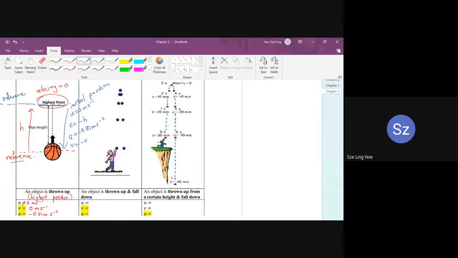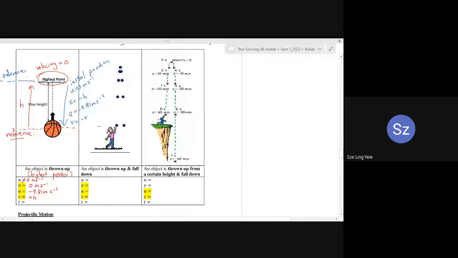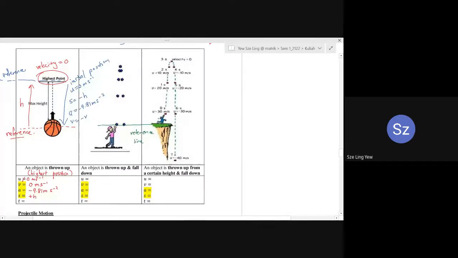Okay, so next one, we look at the middle one. You throw it up and it falls down. Now it's a complete motion. Just now I split it into two different sets of motion, taking the highest point as the reference line for the falling down motion. What if I don't want to split it, and I want to take just one reference line here? So this is our reference line, and the reference position is here.